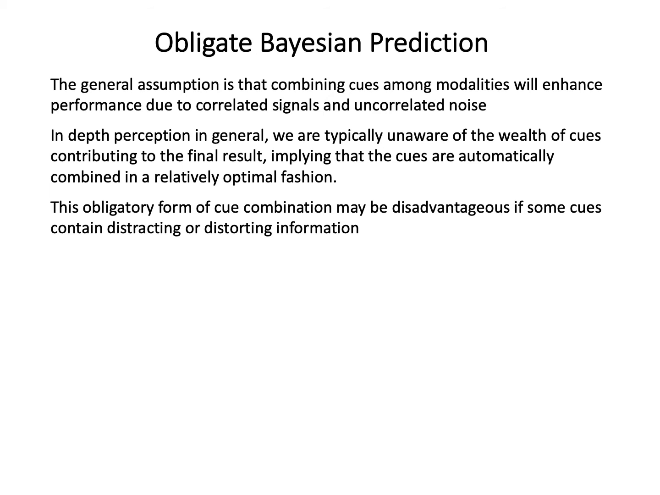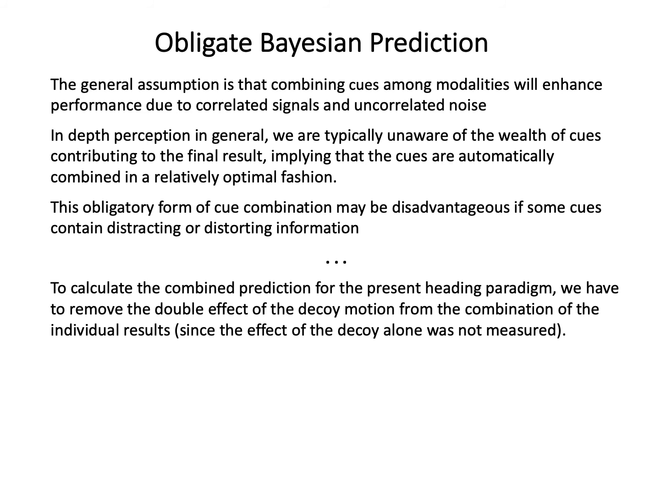In depth perception in general, we are typically unaware of the wealth of cues contributing to the final result, implying that the cues are automatically combined in a relatively optimal fashion. This obligatory form of cue combination may be disadvantageous if some cues contain distracting or distorting information. To calculate the combined prediction for the present heading paradigm, we have to remove the double effect of the decoy motion from the combination of the individual results, since the effect of the decoy alone was not measured.